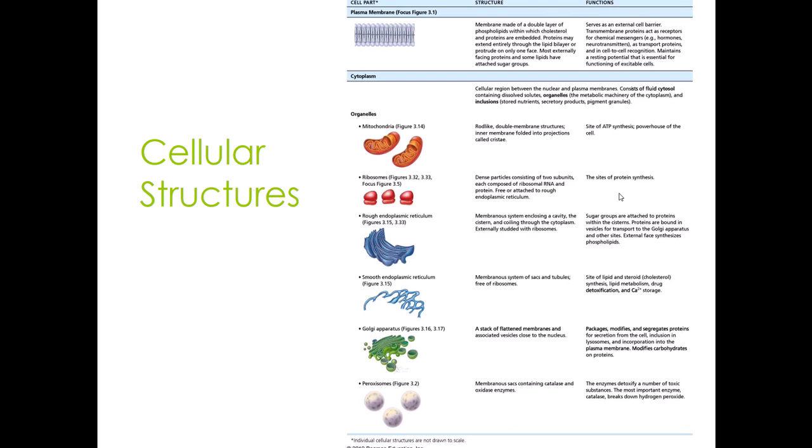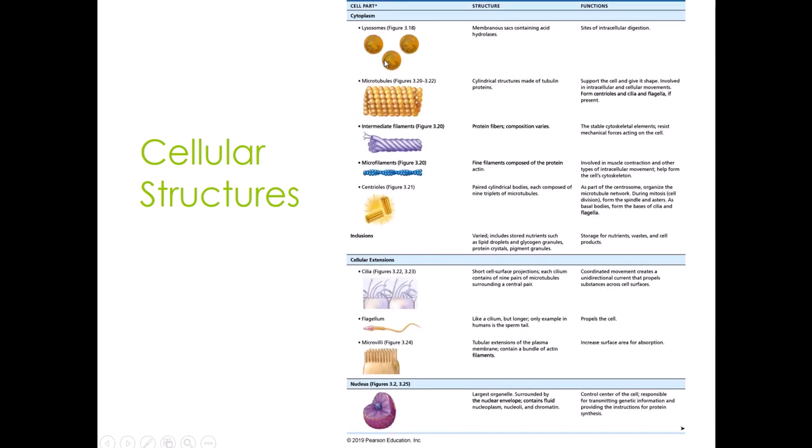There's a really lovely table in your book that lists all of the different organelles: the mitochondria, the ribosomes, the endoplasmic reticulum, the Golgi, the peroxisomes, the lysosomes, all of the different cytoskeletal elements, and the different types of cellular extensions like cilia and flagella.